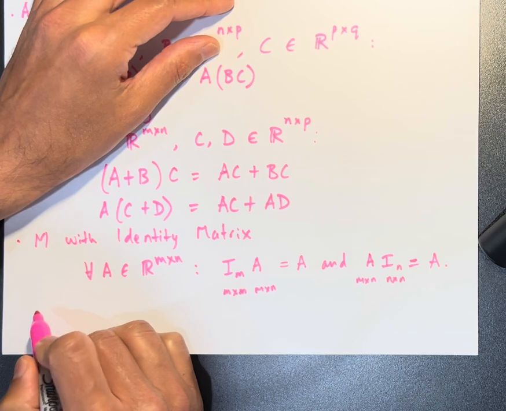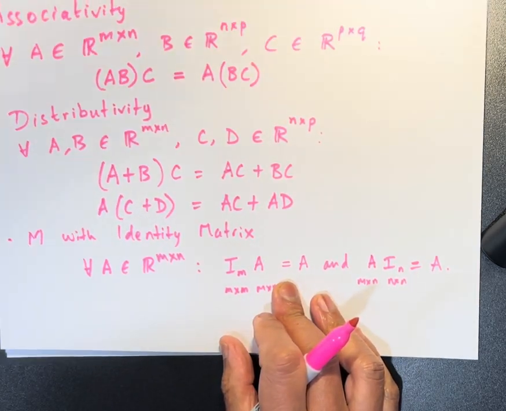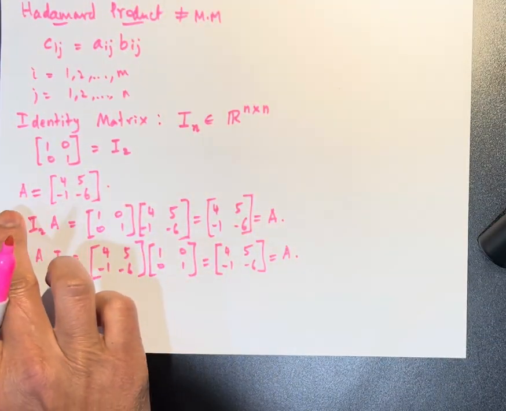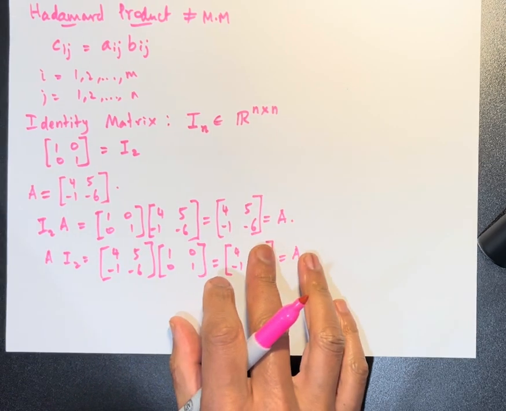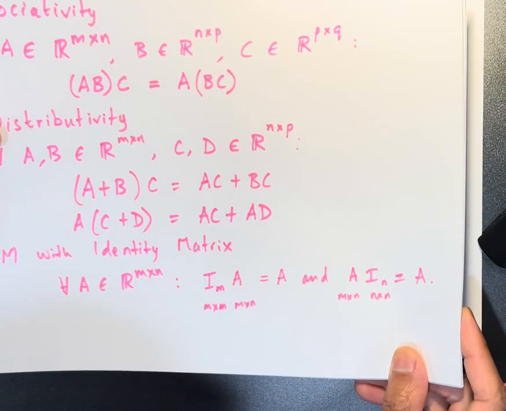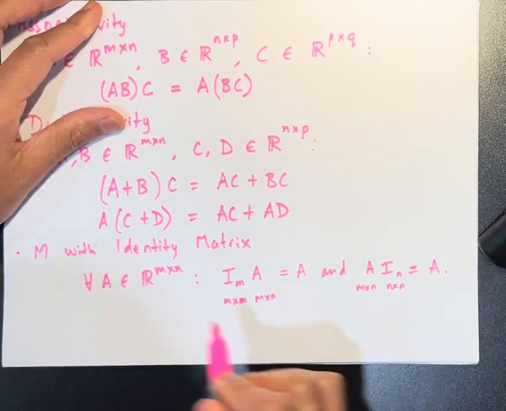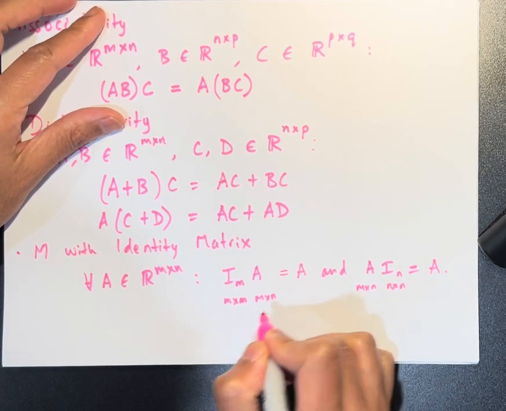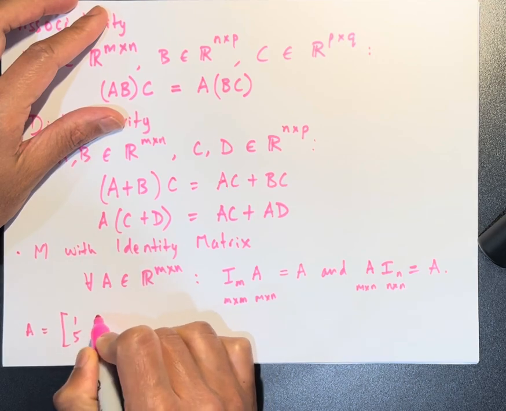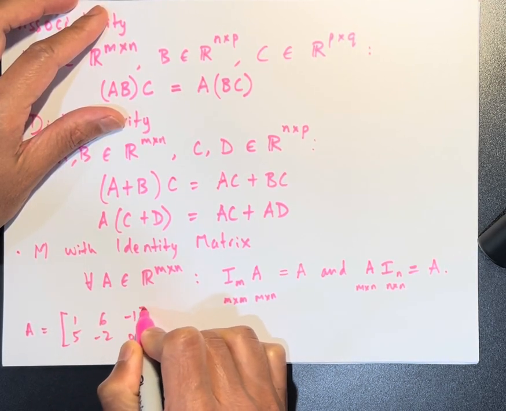In the previous page, we saw one example where we took a 2 by 2 matrix. In this case, A is 2 by 2. Now let's take a slightly more complex A, a 2 by 3 matrix. I'm going to take m equal to 2, n equal to 3. So let's take A equal to 1, 5, 6, negative 2, minus 1, 0.